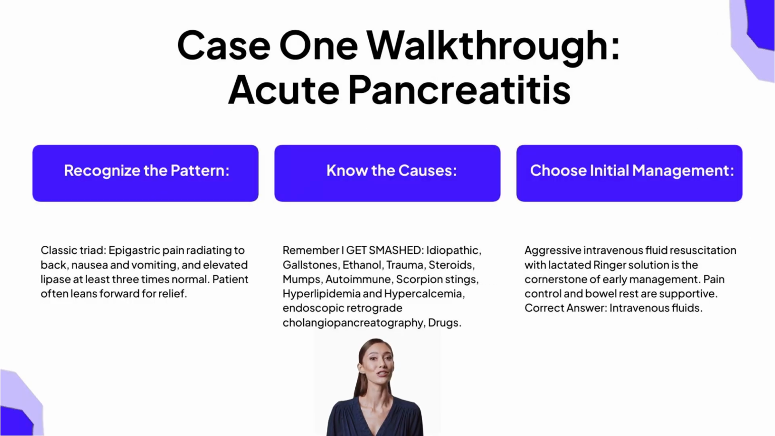This is classic acute pancreatitis. The triad is epigastric pain radiating to the back, nausea and vomiting, and elevated lipase at least 3 times the upper limit of normal. Patients often lean forward for relief. Remember the mnemonic I GET SMASHED for causes: idiopathic, gallstones, ethanol, trauma, steroids, mumps, autoimmune, scorpion stings, hyperlipidemia and hypercalcemia, endoscopic retrograde cholangiopancreatography, and drugs.